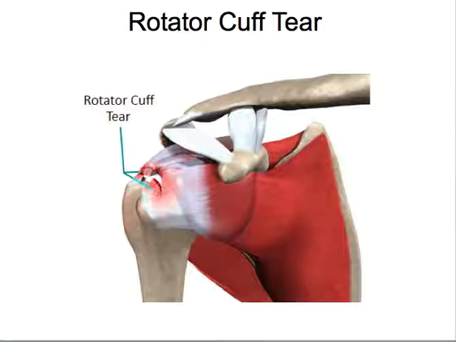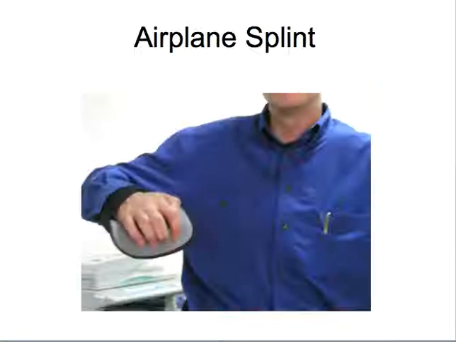Okay, so just a view of what a rotator cuff tear repair looks like. You can now imagine then that as they suture that tendon together and they don't want that repair to split, the splint that is put on patients postoperatively is called an airplane splint. And they're usually in this splint for anywhere from 4 to 6 weeks, depending on the extent of the tear as well as the repair.